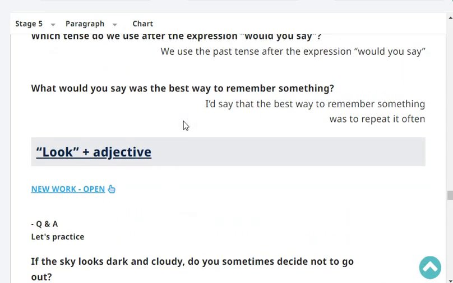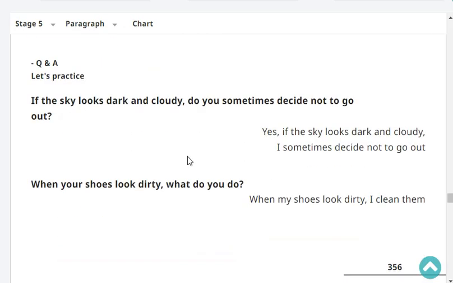What would you say was the best way to remember something? I'd say the best way to remember something was to repeat it often. Very good.